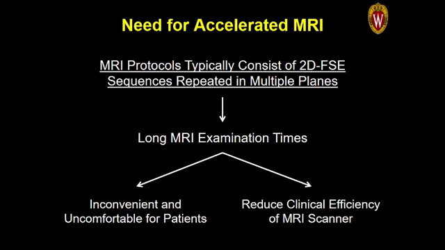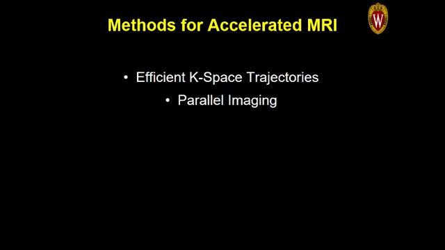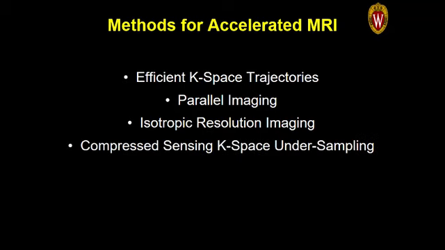of MRI scanners. Over the last several years, there has been much recent effort to develop various methods to accelerate musculoskeletal MRI. And for the next 35 minutes or so, I would like to discuss the literature regarding these different techniques. These techniques include efficient K-space trajectories, parallel imaging, isotropic resolution imaging, compressed sensing K-space undersampling, and the recently described T2 shuffling method.